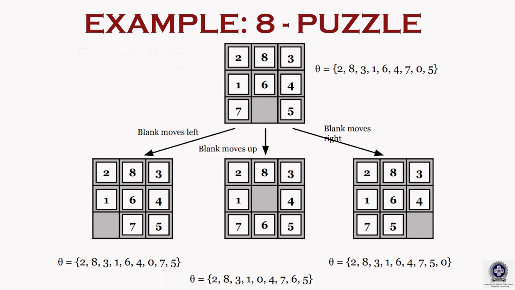In this figure we have different arrangements. If we go with the left tiles, what will be the result, and if we go with the down arrow, then what will be the tiles, and if we go with the right move, then what will be the arrangement of your initial state or the current state.